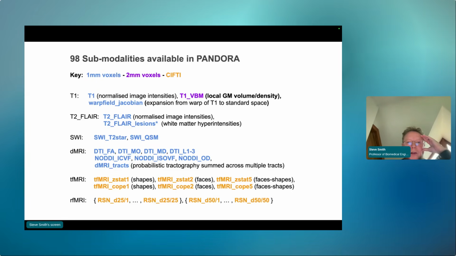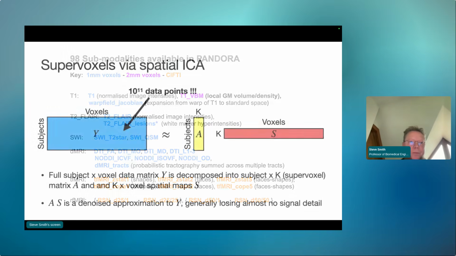So these are the submodalities. I won't go through it in detail, but for each of the 6 main imaging modalities, you can derive a whole series of different image outputs, which you might want to compare across subjects. For example, you might want to compare the raw T1 intensities, or more likely, you might want to compare the voxel-based morphometry pre-processed outputs from the T1, which is basically a gray matter segmentation. So you can compare that at the voxel level across subjects very easily. So lots of these different submodalities available in Pandora now.